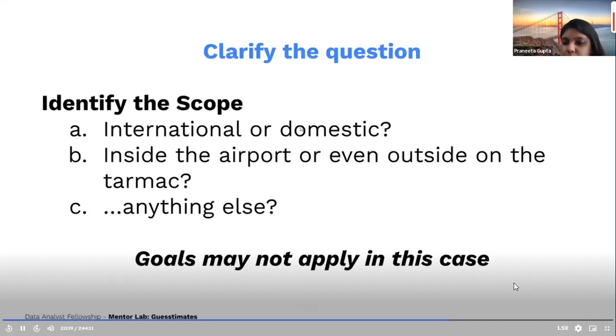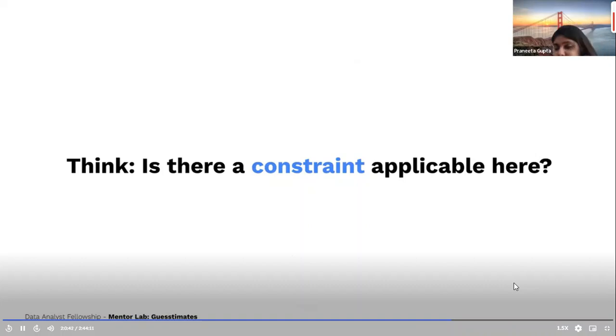First of all, we have to identify the scope. Okay, we're talking about passengers. So are we talking about international passengers or domestic passengers? Okay, are we talking about inside airport or outside also? Right, there's some area where there's snacks and all, people are waiting, and then people are there to pick up folks also. So all of that can also be considered here. Okay, so are there any constraints?